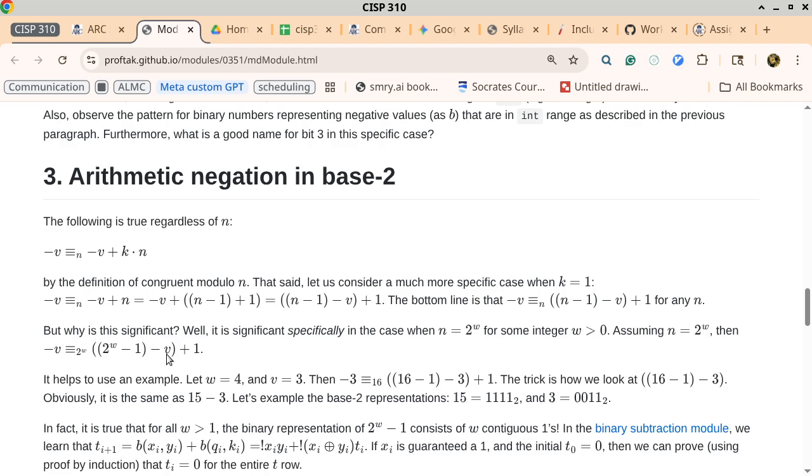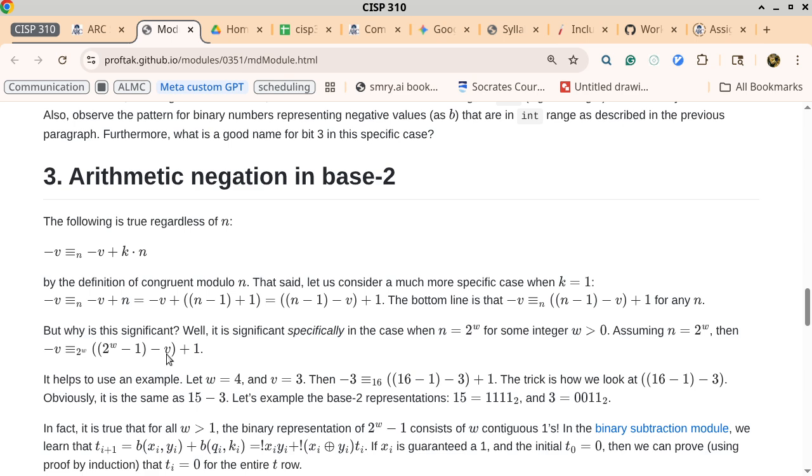Let's make sure that we make all the connections. The original objective is if I give you 2000, and I say w is 16, or worse yet, 32 or something insane like that, and I ask you what is the binary representation of negative 2000, you don't want to have to draw a gigantic circle with 65,000 or 4 billion little ticks. That's just not a good way to do it.